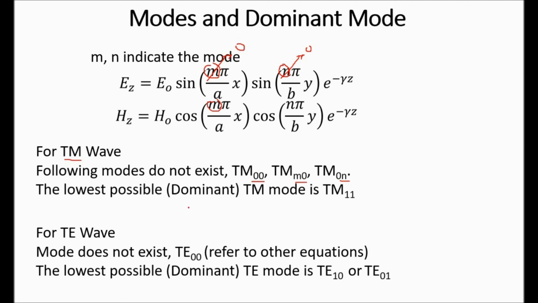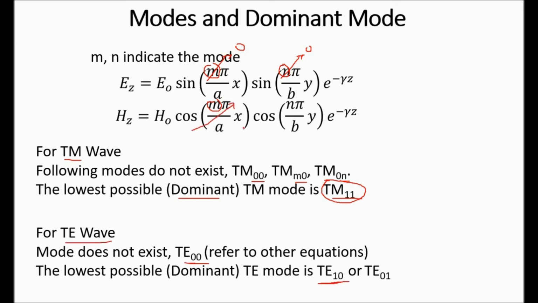Therefore, the lowest possible mode or dominant mode for TM is 1 1. So 1 1 is the lowest mode. The dominant mode is the lowest possible value of m and n for a rectangular waveguide. For TM mode, the lowest possible value is 1 1, so you can assume m equal to 1 and n equal to 1. That's the lowest value. You cannot assume m equal to 0, or n equal to 0. So no 0 is possible for TM modes.